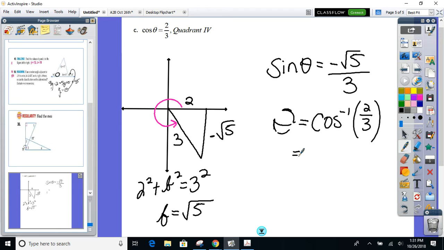And when you do inverse cosine of 2/3 to the nearest degree, what do we have? 48 degrees, but that's just the reference angle, right? That's not my angle in the fourth quadrant. Suggestions on what I should do there? Take 360 minus 48. And that would end up being 312. So that angle is 312.